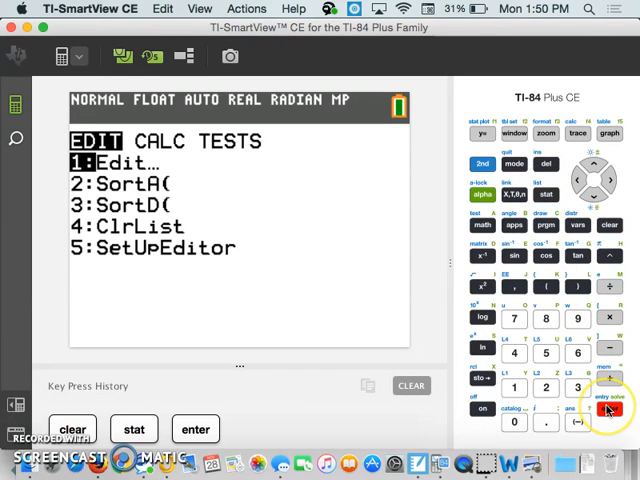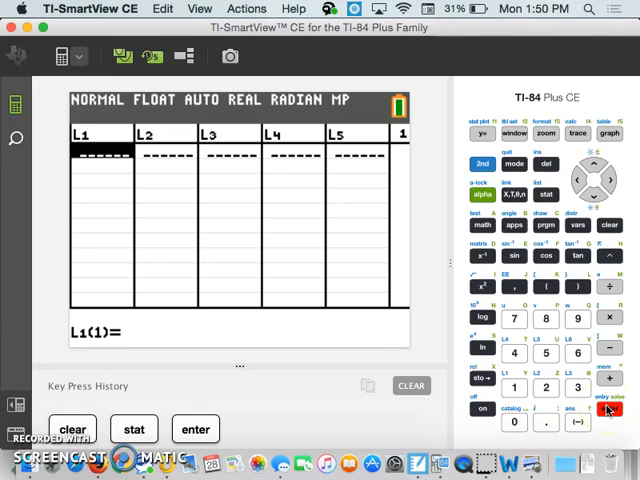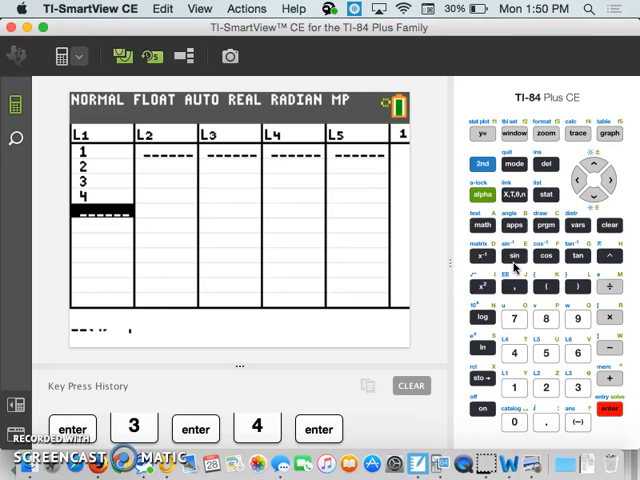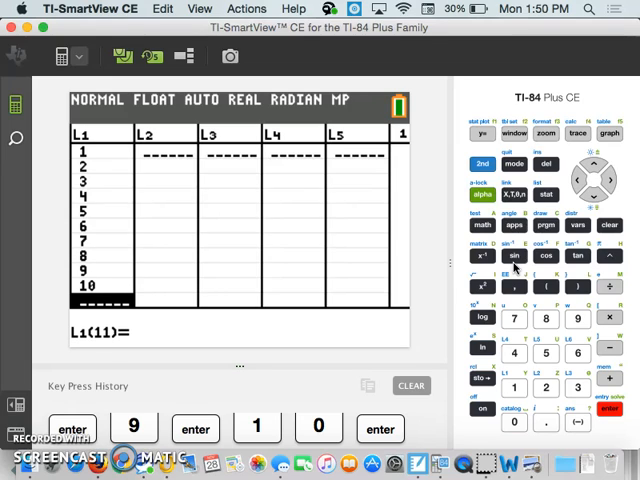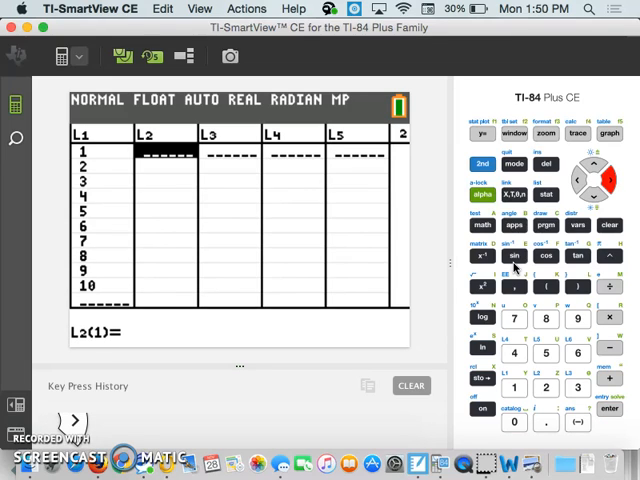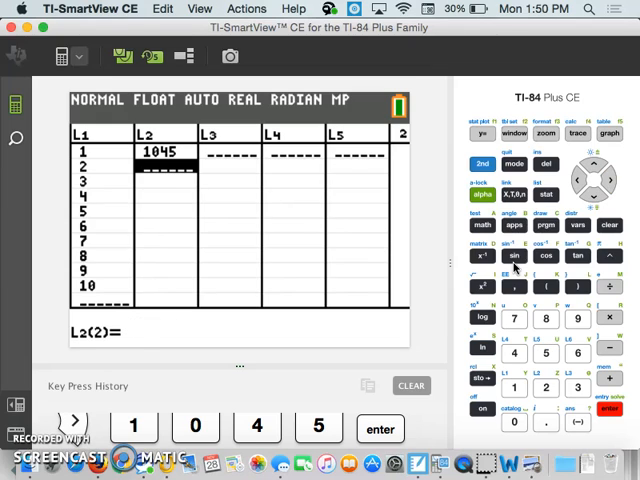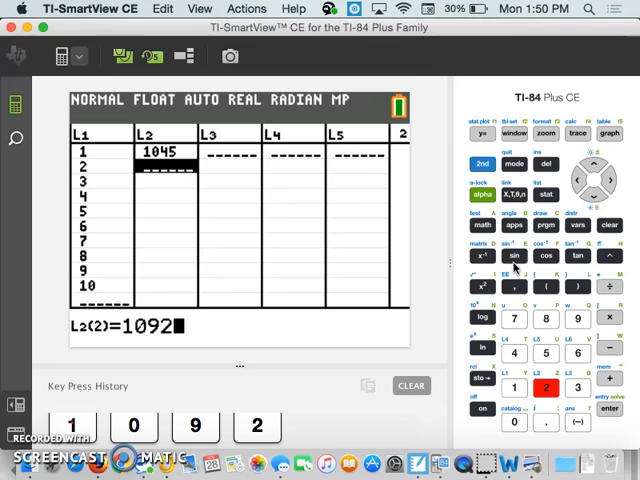and we're going to enter the data into lists in order to calculate the regression. So I'm going to go ahead and in list 1, I'm going to put the years. And then in list 2, I am going to put how much money she had in the account after those years.